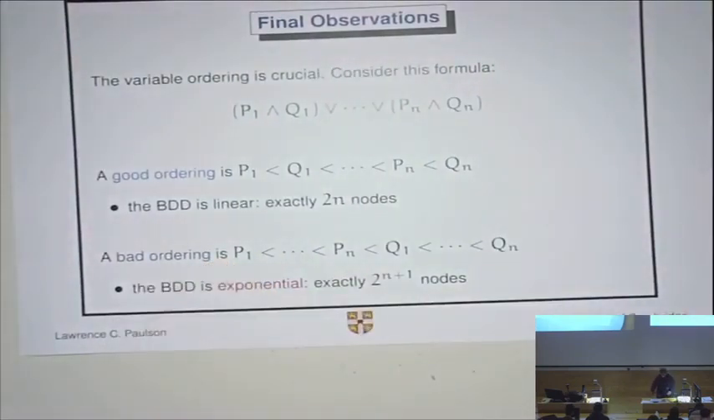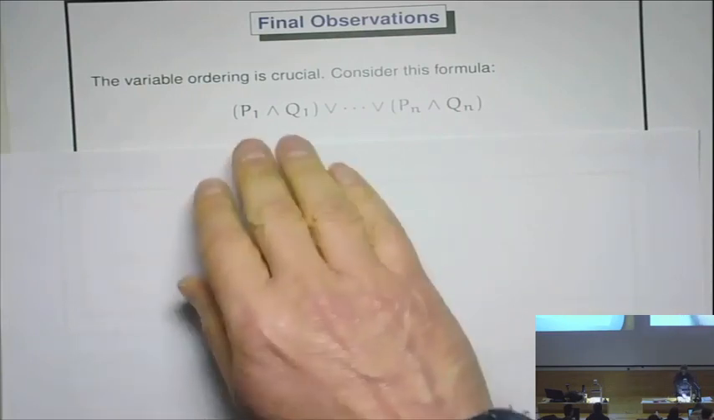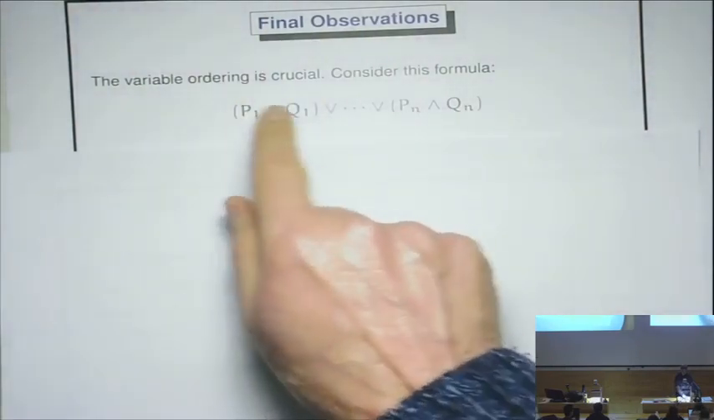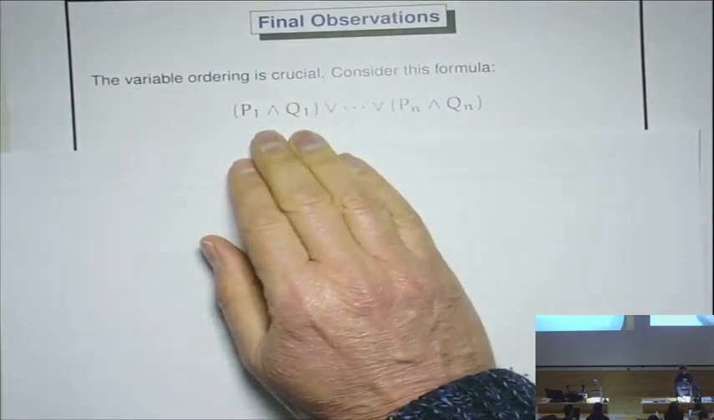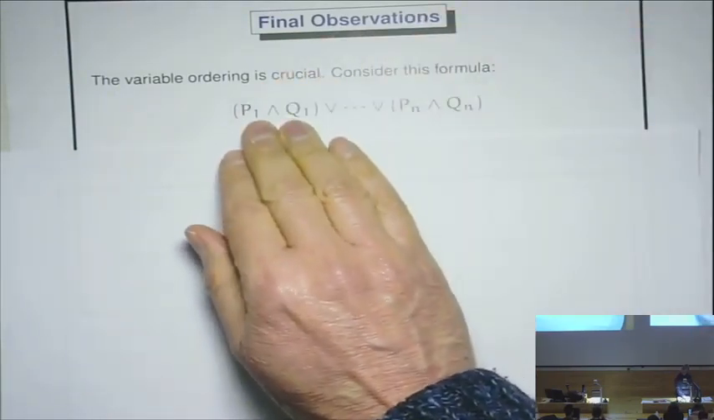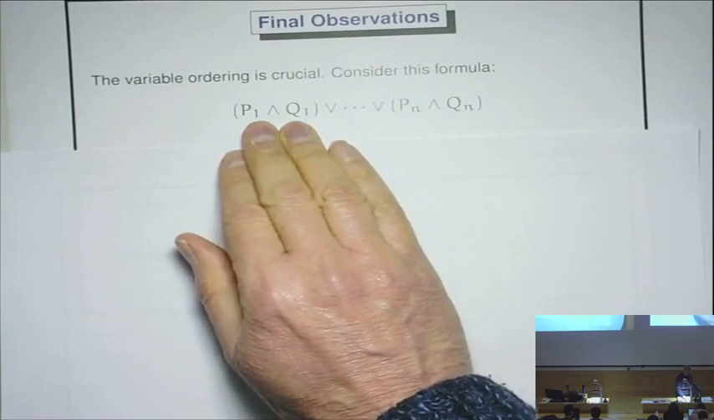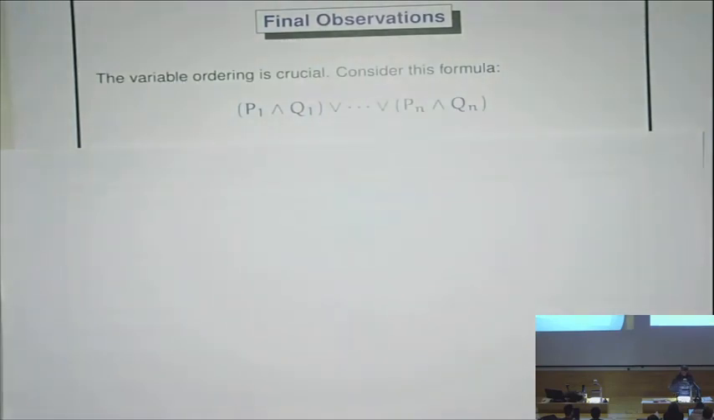Now, a remark about the variable ordering. So this formula here, when is this formula true? It's not hard to see that for this formula to be true, you need a P and a Q with the same subscript to be true, right? So if, for example, P1 and Pn are true, we know the answer. But it could be anywhere, P2 and Q2, etc. Any one of them can be true. We know the answer.